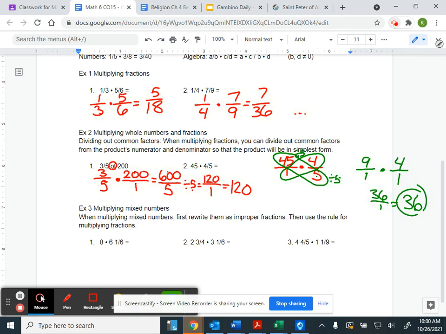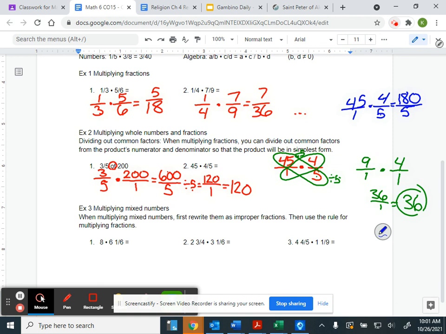If I multiplied the way we normally do, we would multiply across. So 45 times 4 equals 180. 1 times 5 equals 5. Now I need to simplify. Because it's improper, I need to make it proper. How many times can I divide 5 out of 180?